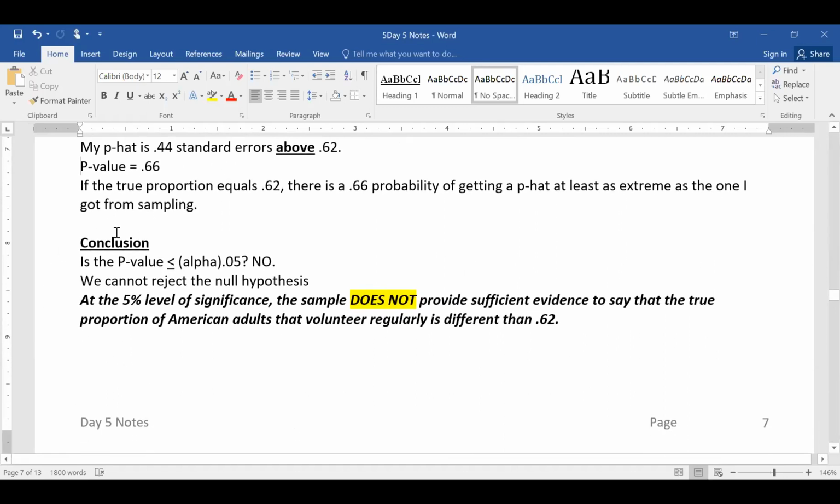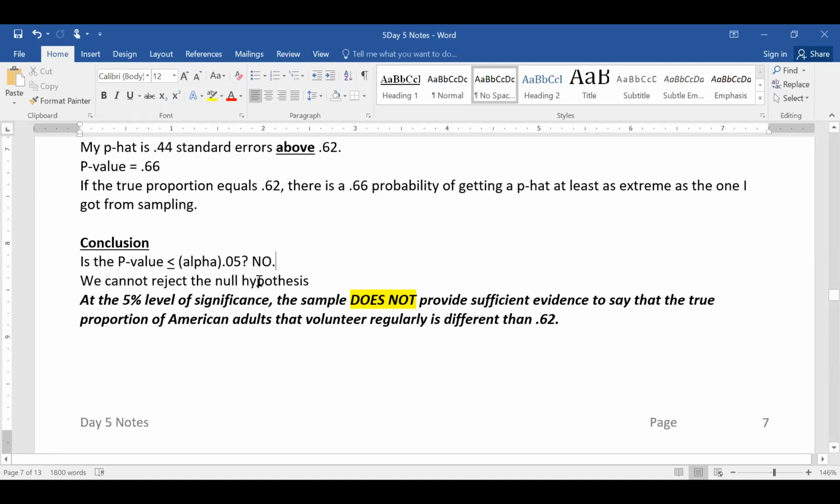All right, so I'm going to make my conclusion. I'm going to word it exactly how I wrote it out before. Is my p-value less than alpha? It's always the same question. It never changes, meaning this inequality never changes. It's always, is the p-value less than alpha? It's a yes or no. Is 0.66 less than 0.05? Absolutely not. It's not smaller, it's larger. Then we cannot reject the null hypothesis.